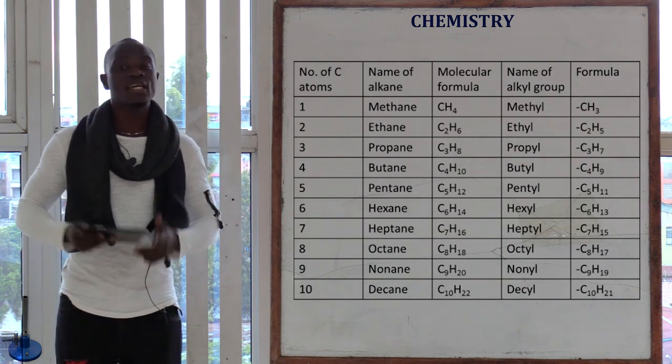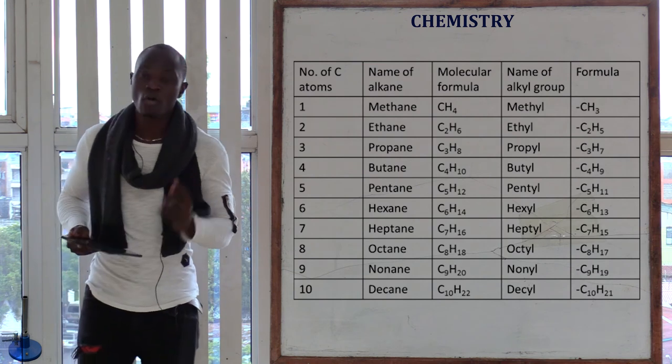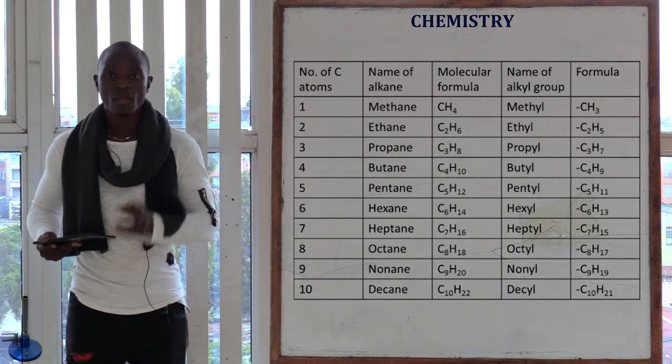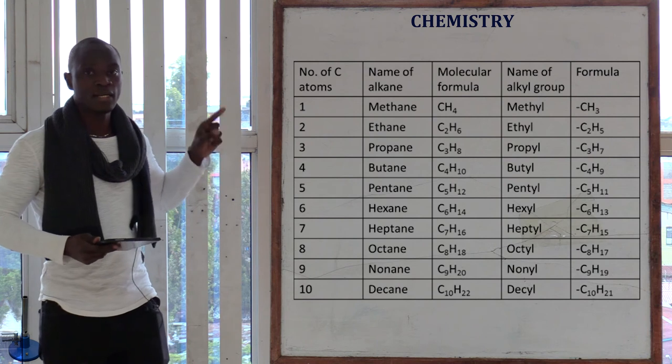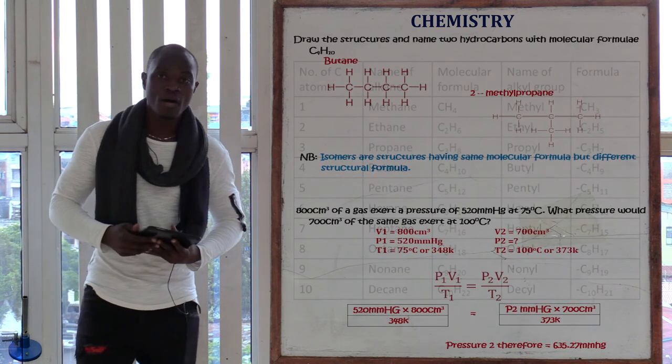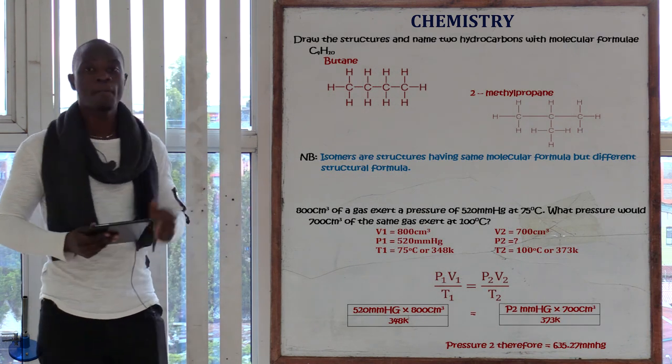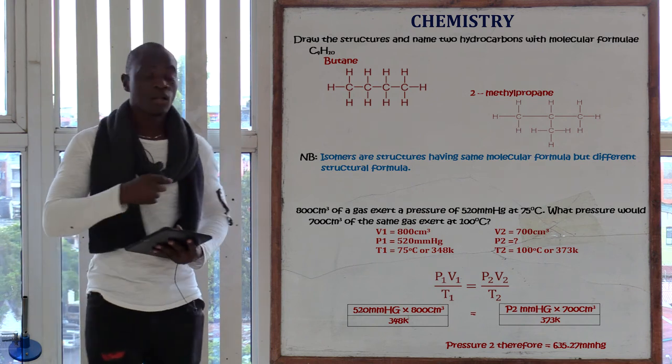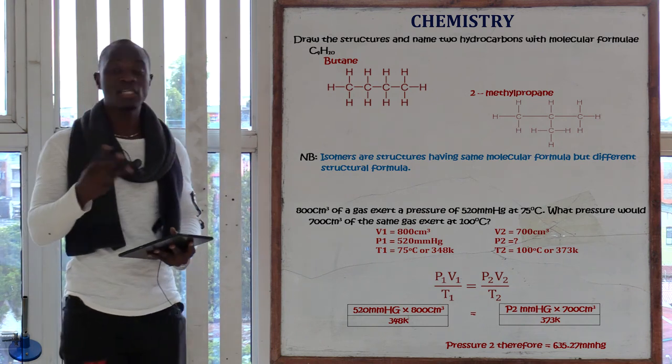Two carbon atoms is ethane gas. Three carbon atoms is propane gas. Four carbon atoms is now butane gas. Now, one isomer of butane is 2-methylpropane. The longest carbon chain is three carbon atoms, so it's a prop.